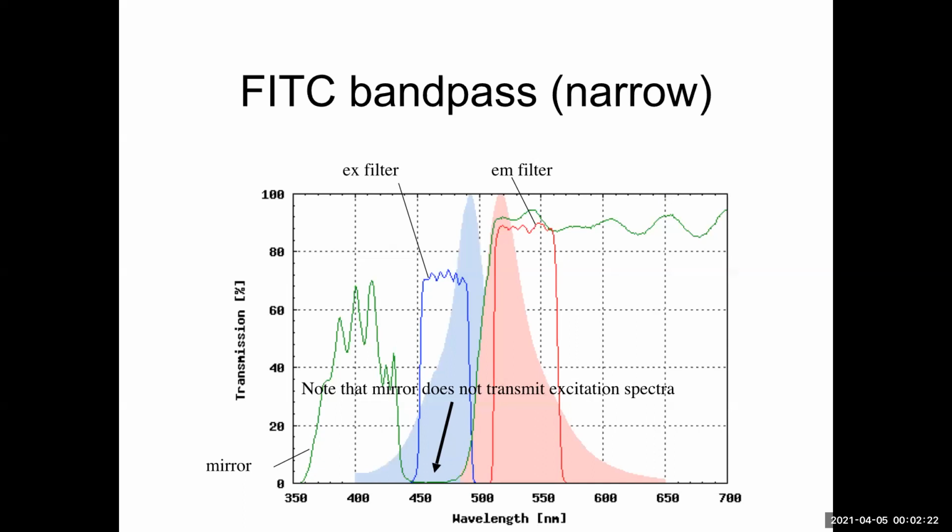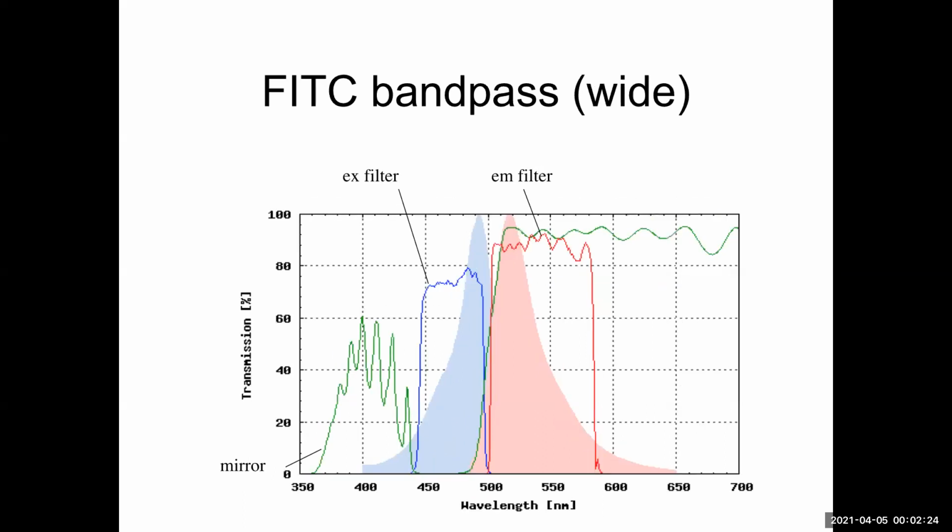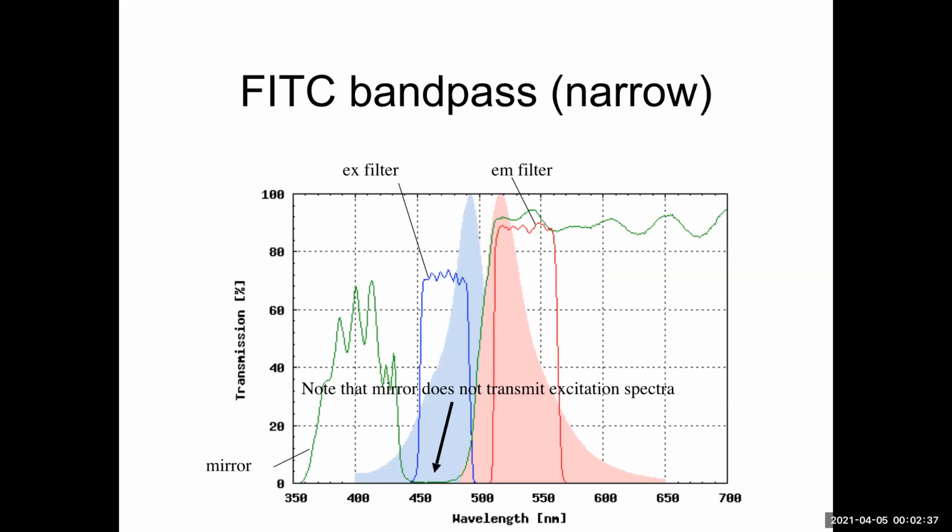And keeps going up afterwards, but whatever. Those colors aren't relevant. They're not coming to our eyes or to our sensors on our cameras. Here's a wider band pass. So let's go back and forth and look at the red line, the emission filter, and you can see it's a band pass because there's only certain colors that it lets through.